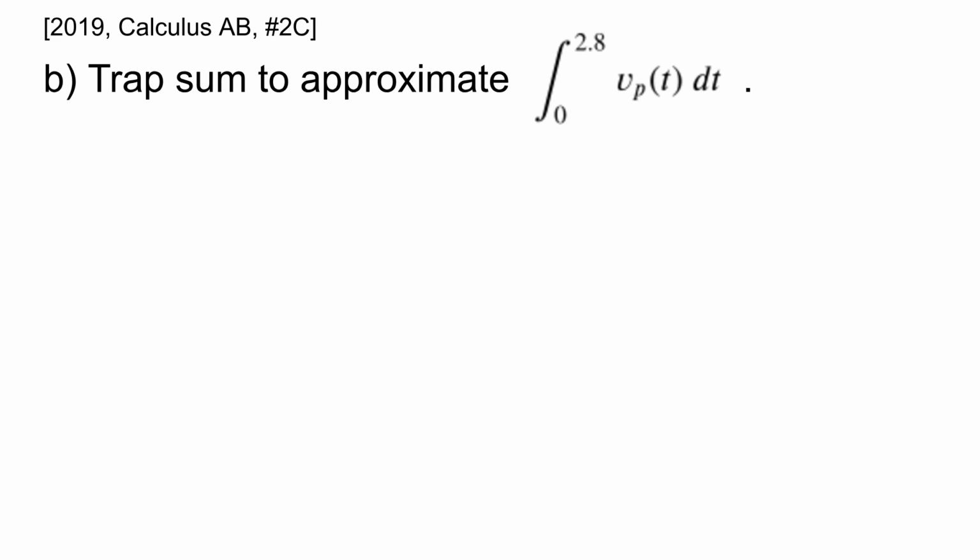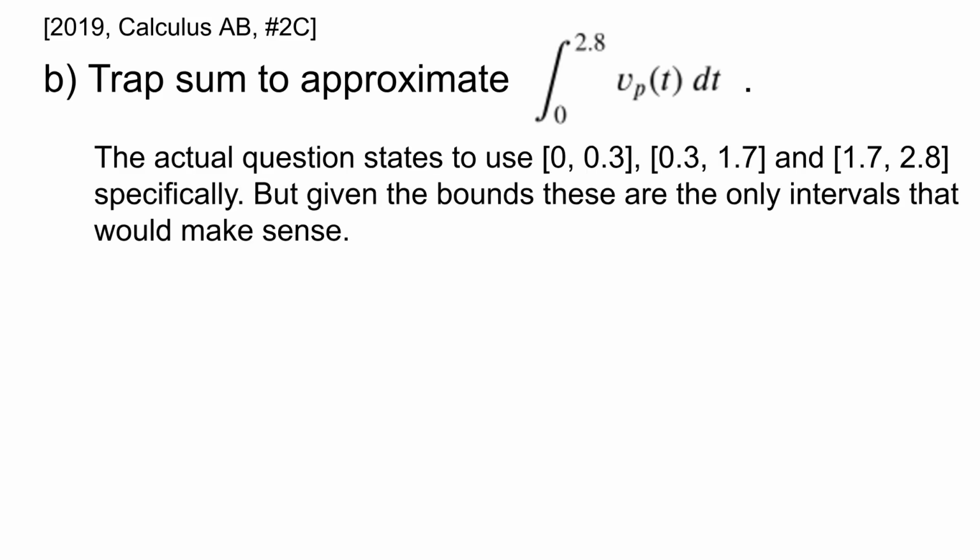In part B of this question, we are asked to use a trapezoidal sum to approximate the value of the definite integral from 0 to 2.8 of v sub p of t dt. The actual question on the test states which intervals to use for your trapezoidal sum, but given the values in the table and the interval we're integrating over, the only ones that would make sense are the ones provided. That's 0 to 0.3, 0.3 to 1.7, and 1.7 to 2.8 specifically. But again, given the bounds of the integral, those would be the only ones that make sense.